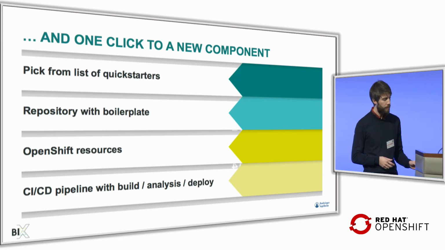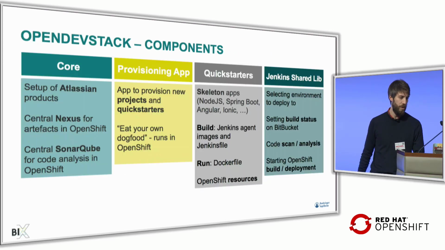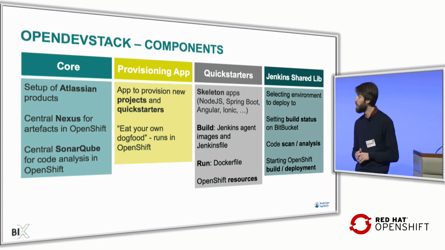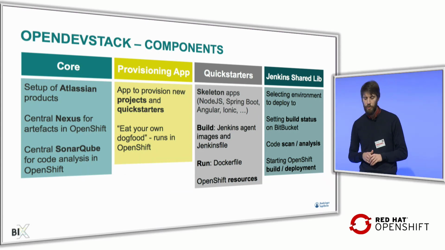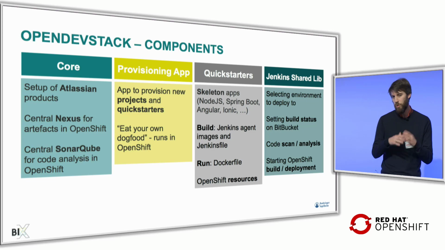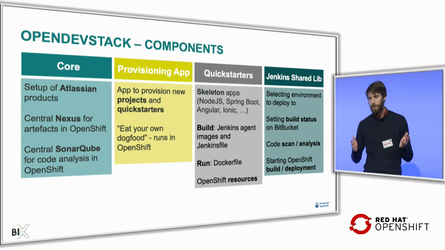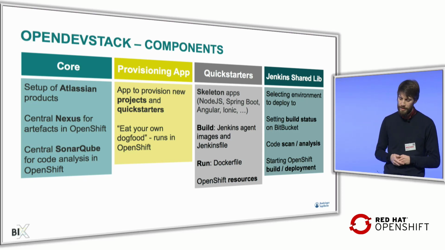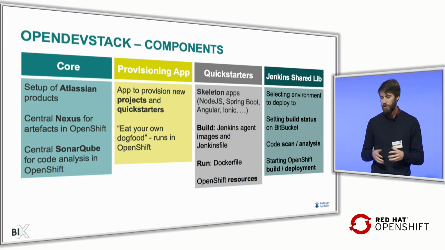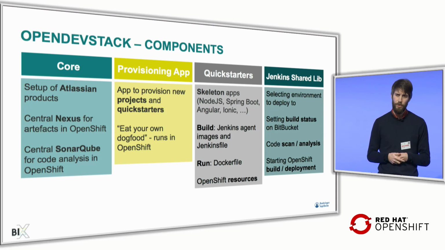Let's look a bit deeper into what Open DevStack is made of. It's basically 4 different components. First, we have a core. There are certain things that the other parts need, for example, base images and so on. There is also a setup of the Atlassian products, so Jira and Confluence. There is a central Nexus to store artifacts in OpenShift. There is also a central SonarQube server for code analysis that each initiative can use.